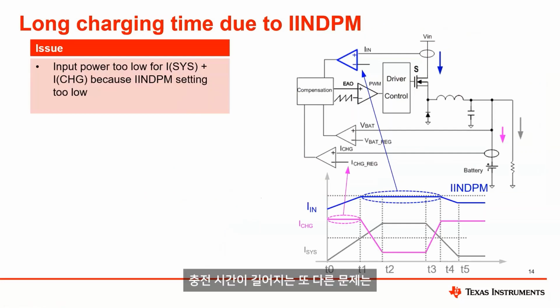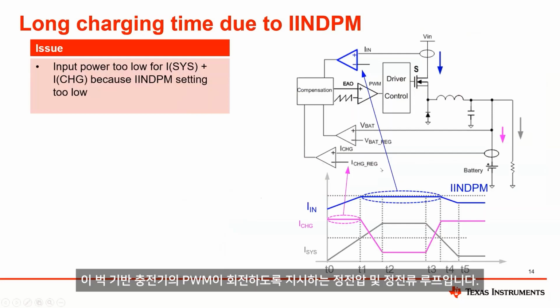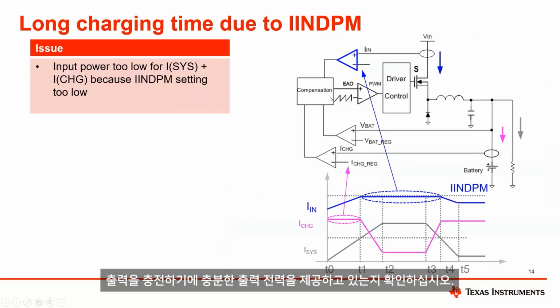Another problem resulting in long charge time is if the input current limit loop engages. So over on the right-hand side, you can see a simplified block diagram, and the bottom two amplifiers are what we talked about, the constant voltage and constant current loops that tell the PWM for this buck-based charger to turn on and make sure we're providing enough output power to get the output charged.